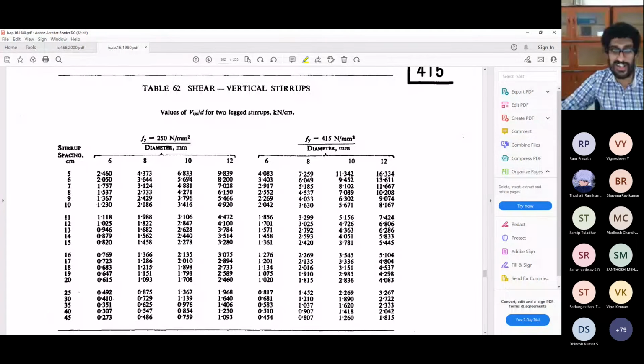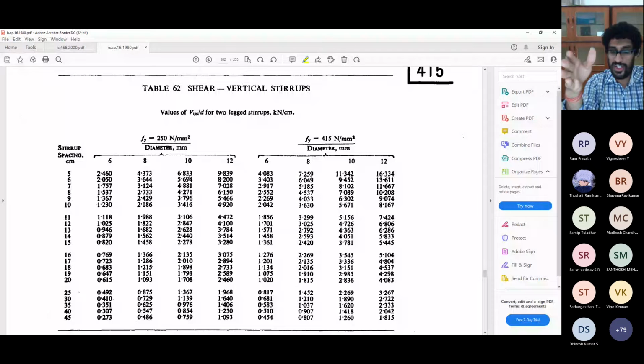So how do you use this table? First calculate the value of Vus. What is Vus? Vus is nothing but the difference between the actual shear force and the shear force resisted by the concrete, the tau c into b into d, which you did. For that difference only we gave the stirrups. So that difference shear force, that is Vus, divided by d, where d is the effective depth of the beam. Just keep that in kilonewton. The unit is important, kilonewton per centimeter. So find that out.